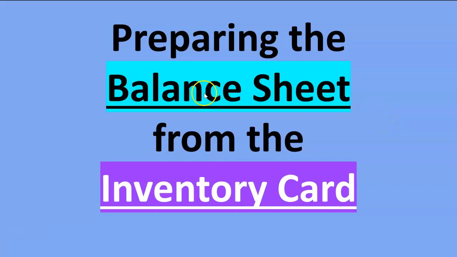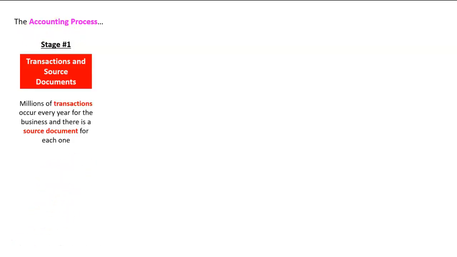How would the balance sheet be prepared from the inventory cards? So in the next assessment, we're moving to how to make the financial reports. What we've been doing is looking at a very simplified version of our accounting process. We've got transactions, which occur in the millions for every business. Well, not millions, but a lot. And there is a source document for each one.